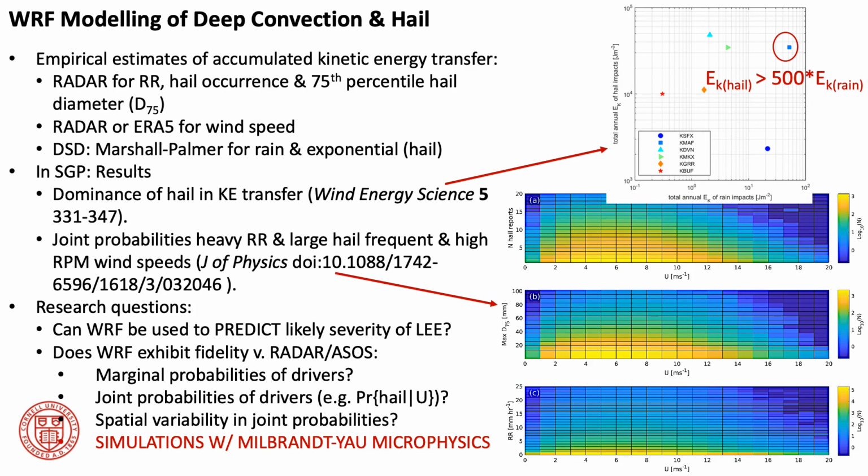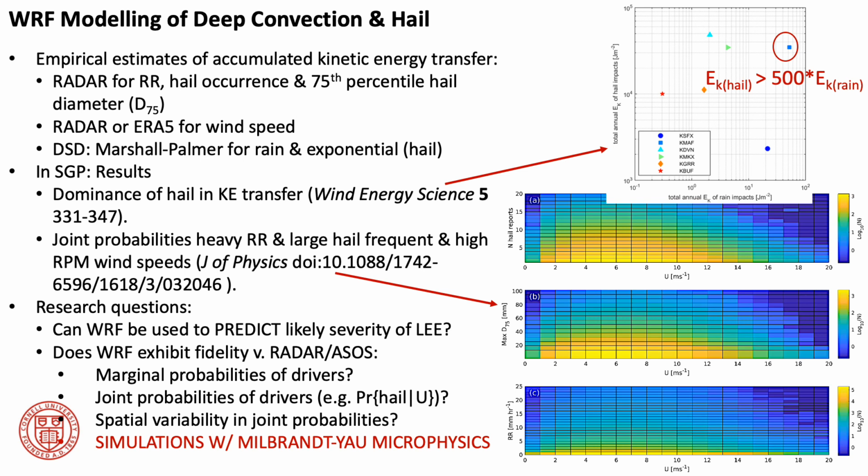So before we conducted our WRF simulations, we developed empirical estimates of the accumulated kinetic energy transfer based on data from radar, ERA5 for wind speeds, and assuming droplet size distributions that are Marshall-Palmer for rain or exponential for hail. When we do that for sites across the contiguous US, we find in Texas the kinetic energy transfer accumulated from hail, even though it is much less frequent, is 500 times that from rain. So hail appears to dominate the kinetic energy transfer.